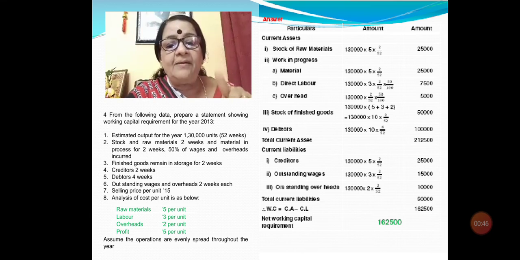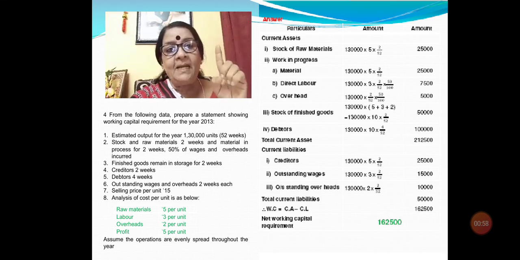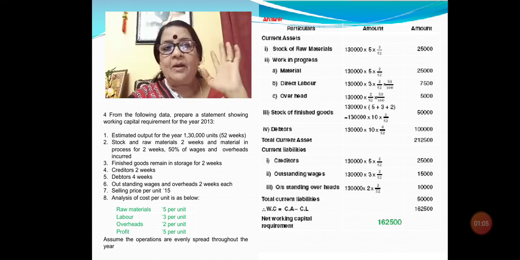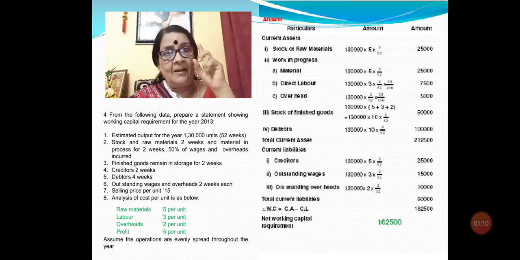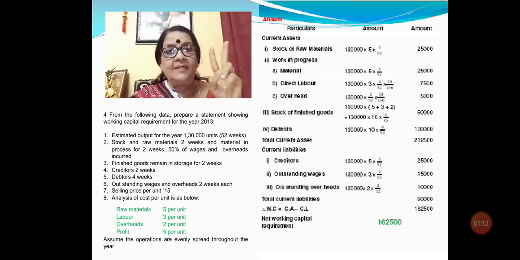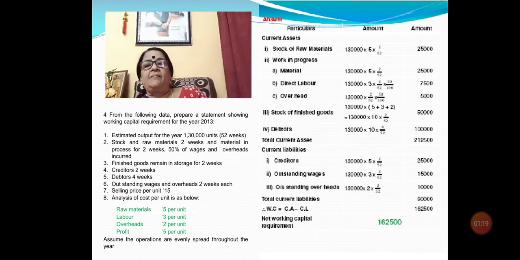Another different thing is that here raw material amount is not given in lump sum, labor is not given in lump sum, overhead is not given in lump sum, profit is not given in lump sum. Everything is given in per unit terms. So you have to multiply the total units with the number of units given. That you have to remember first. So two things are different in this problem: one, the data is given in weeks, and the other, the total data is not given, only the per unit data is given. Okay.